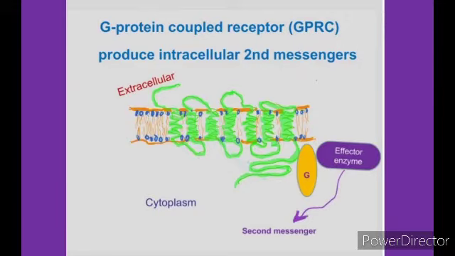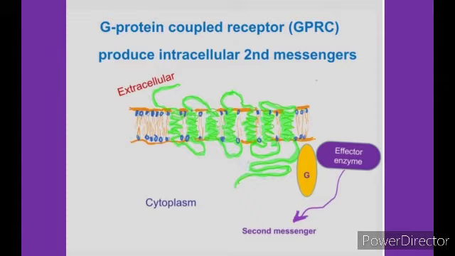So the second type of G protein coupled receptor that I want to talk about looks the same way. Here's how it looks, the same way in the membrane. It's activated on the extracellular side. It needs a specific G protein, and that G protein will eventually activate an effector enzyme. The effector enzyme will produce a different type of second messenger.